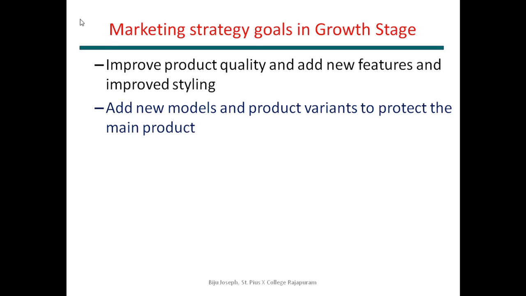Add new models and product variants to protect the main product. Since there is intensified competition, the marketers may come forward with a lot of variants of the product or new models of the products. And in order to survive in the market, in order to survive the main product, you also may have to introduce new product models and product variants.